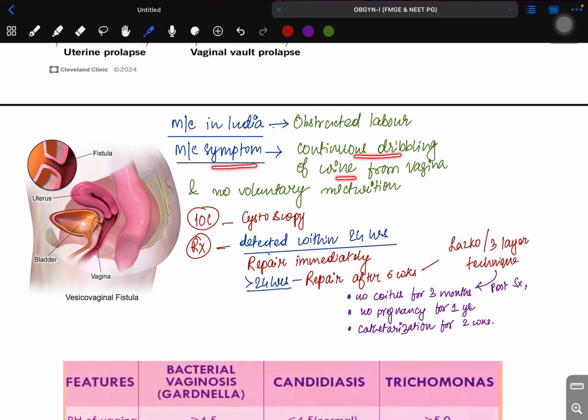be continuous dribbling of urine from the vagina, and there is no voluntary micturition. Since all the urine has dribbled out from the vagina, there is no voluntary micturition, okay. There is no sense of micturition. The patient will not go for micturition voluntarily.